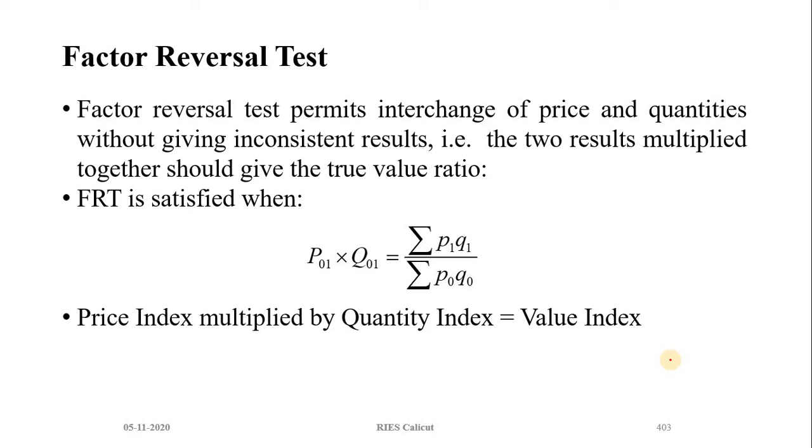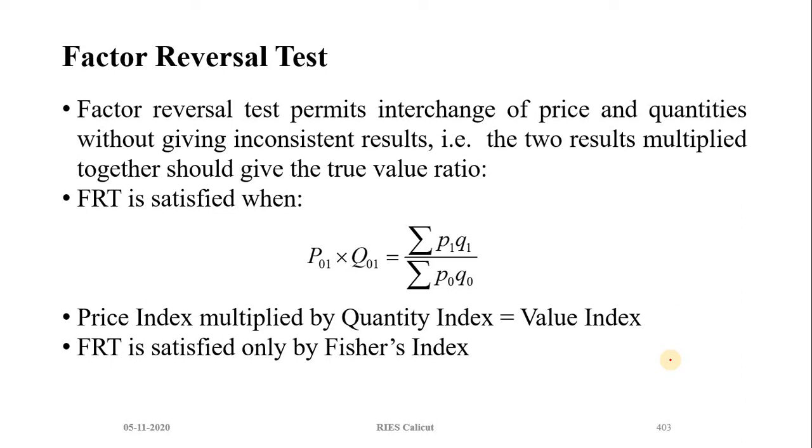Earlier, what was the criteria in the time reversal test? P01 into P10 should be equal to 1. Here, P01 into Q01 is equal to V. What is this V? The value index.